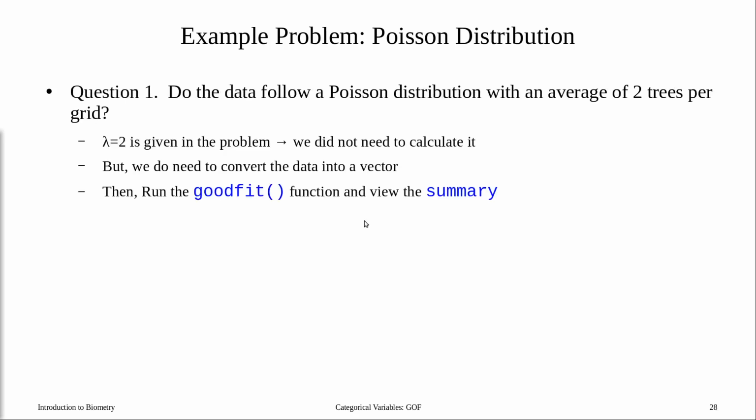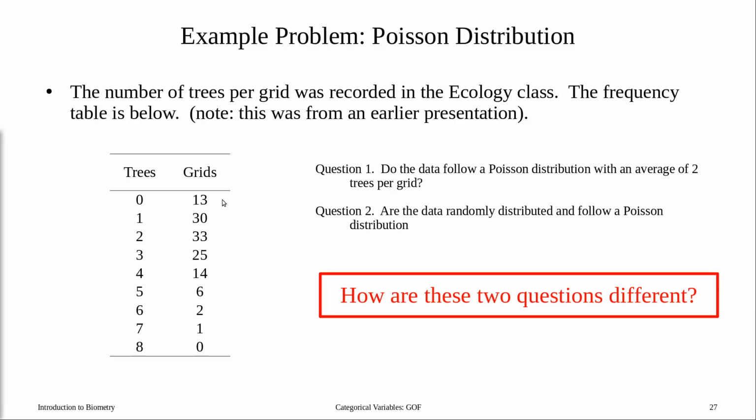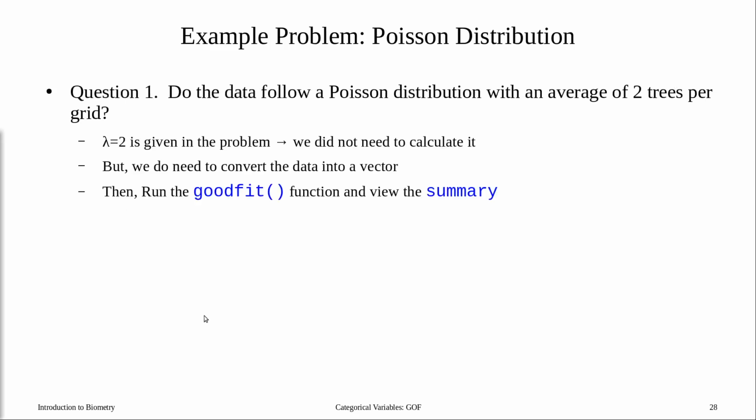So for question 1, do the data follow a Poisson distribution with an average of 2 trees per grid? So lambda is given in the problem, so we don't have to calculate it. But what we do have to do before we can run the good fit is to convert these frequency data into a vector. So you can do that using the rep function. So if you were stumped, go back and try. Now pause the video and try to do that. Use the rep function to create a vector from this frequency table. This will be a very good review for the final exam.